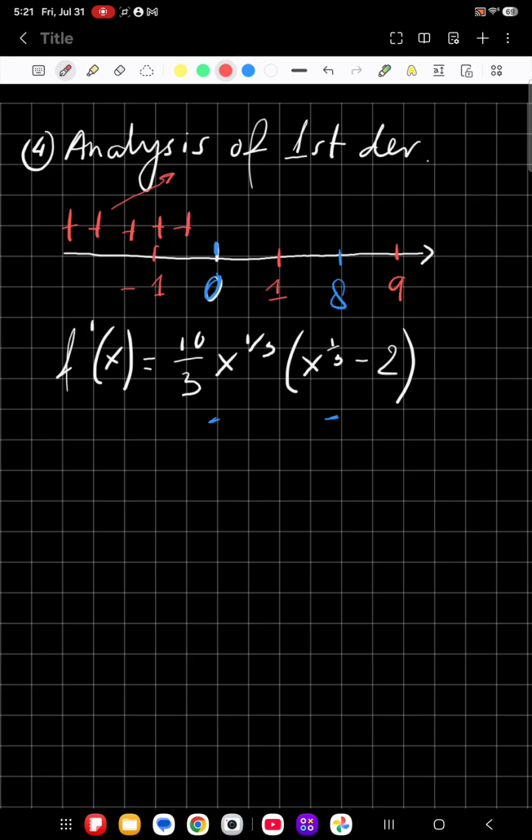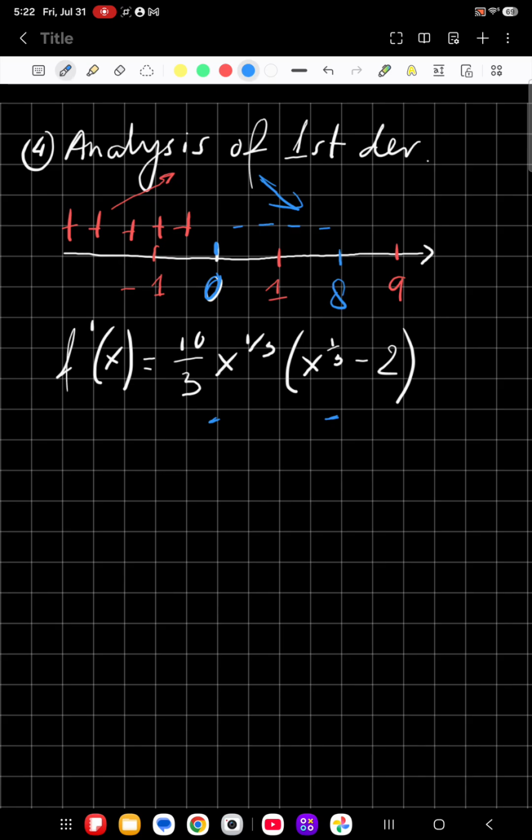Okay, so now I'm testing for 1. For 1, this will be positive, this will be negative, so the whole thing is negative, right? Negative times positive, negative, so this interval is negative, the function is decreasing.